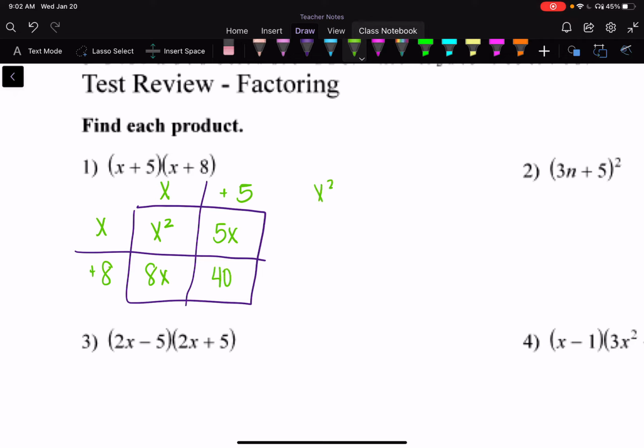I'll pull my terms out of the box and combine like terms. And that gives me my final answer.